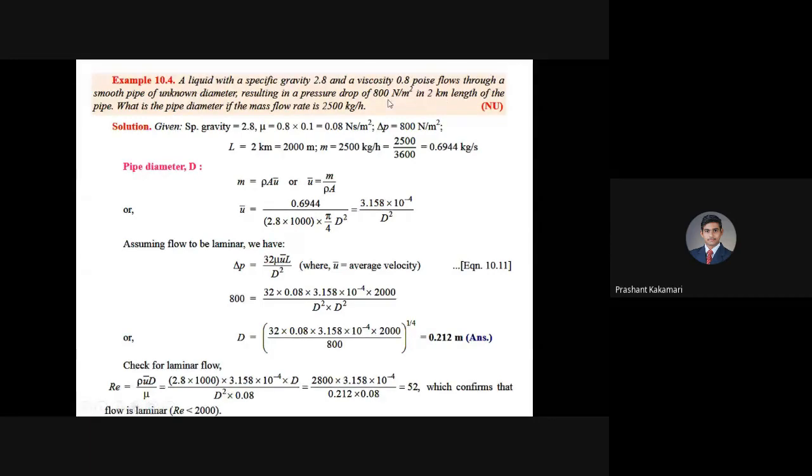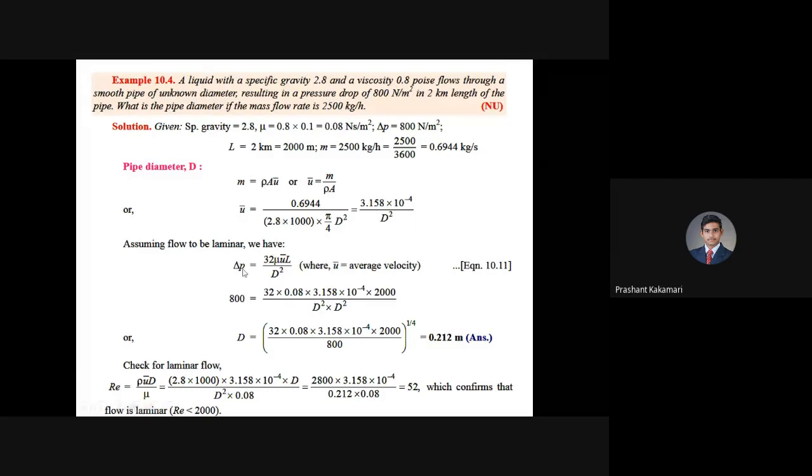Between that, the pressure drop is 800 Newton per meter square. And they're asking, what is the pipe diameter? Again, we need to find the diameter of the pipe itself. What is the pipe diameter if the mass flow rate is 2500 kg per hour? Now you can see the mass flow rate is directly given, so no need to think much. Directly convert this 2500 kg per hour into meter cube per second. One by one, you can note down the given data, and later go on solving the problem.